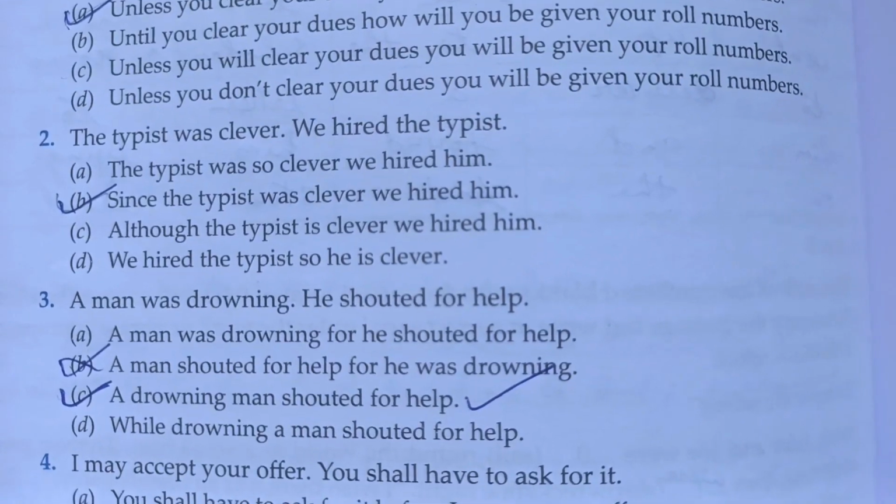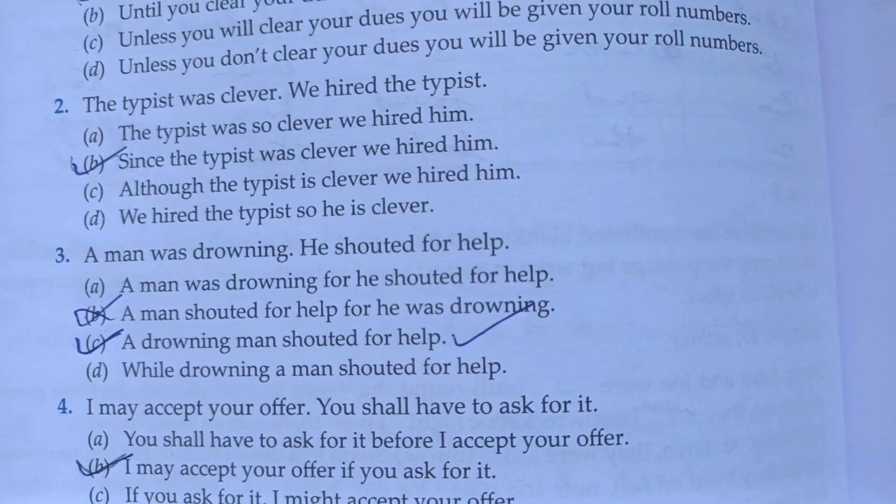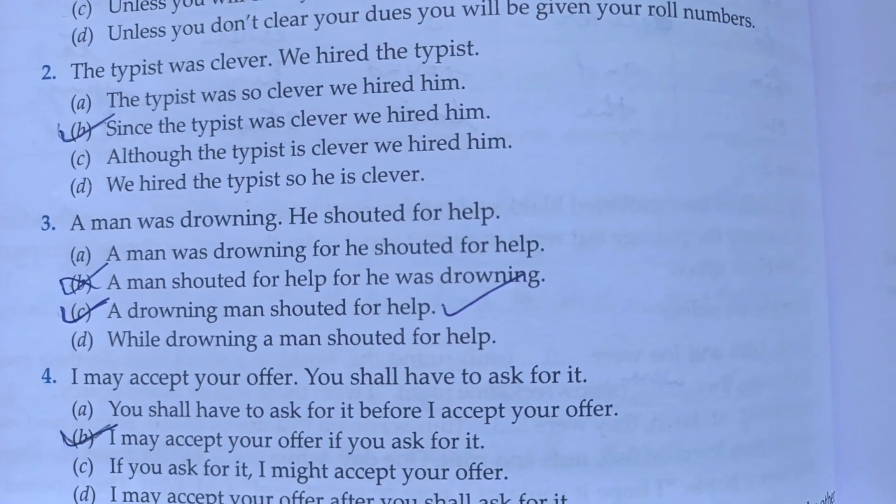Number 3, a man was drowning. He shouted for help. So option C is correct. A drowning man shouted for help.